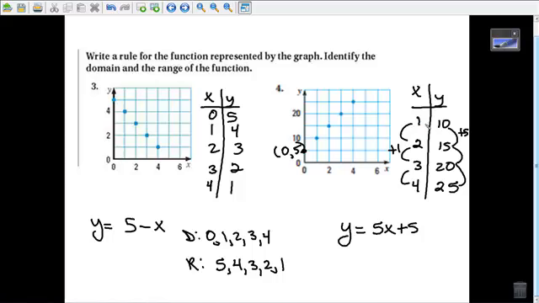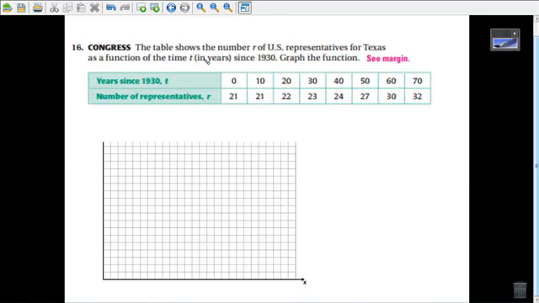I multiply 1 by 5, that gives me 5, plus 5 is 10. I multiply 2 by 5, that's 10, plus 5 is 15. 3 by 5 is 15, plus 5 is 20. 4 by 5 is 20, plus 5 is 25. So either way that you want to look at it, we can try to find this value here, which we know from our previous experience is called the y-intercept, or again, you can look at the table and look at the graph to help you.